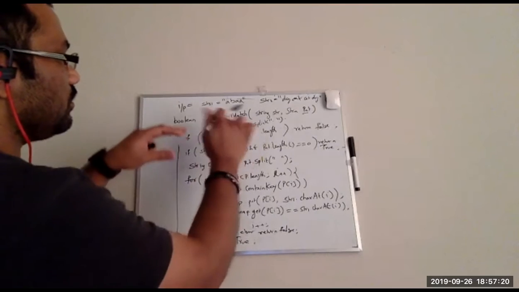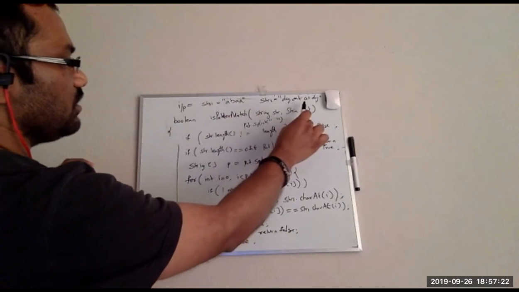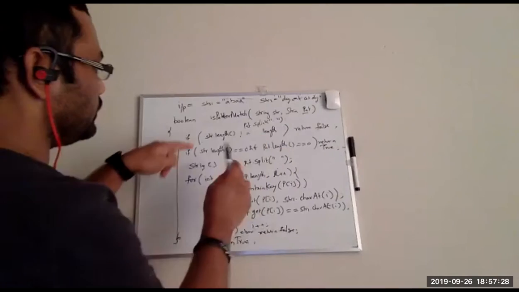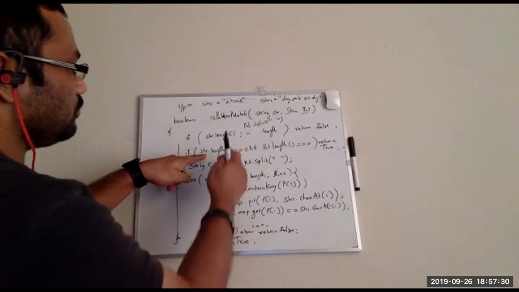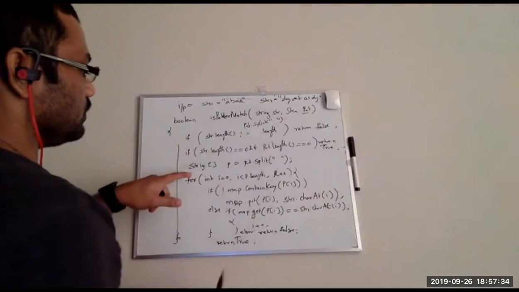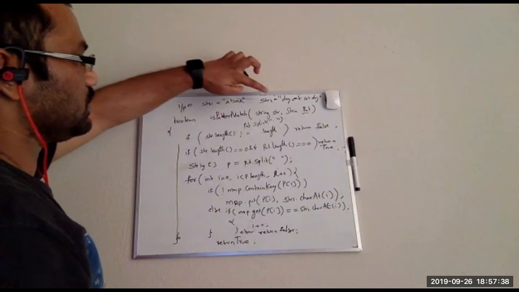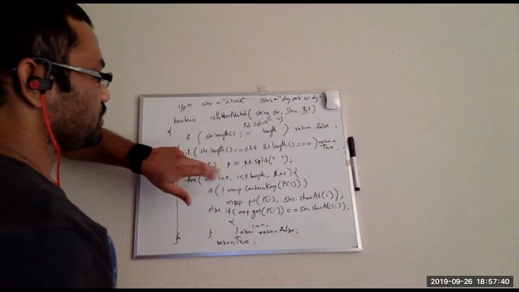Initially, we'll check the length of string 1 and the length of string 2. Both are equal, so we don't return false. We just go to the next condition. Both are not equal to 0, and we didn't execute this one. Now we'll convert the string, that is the pattern, to a string array.